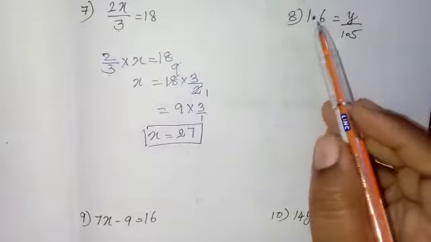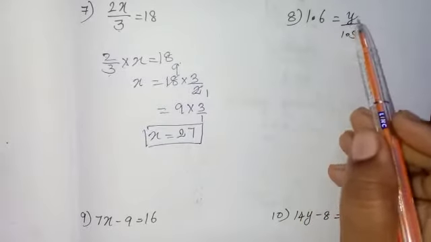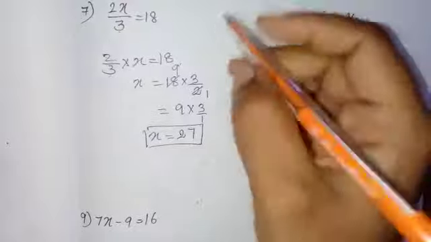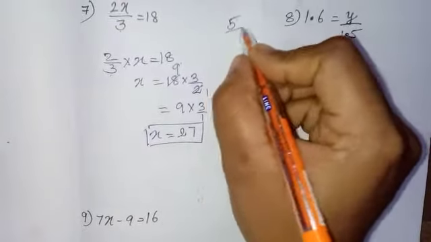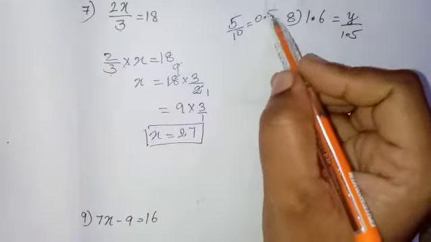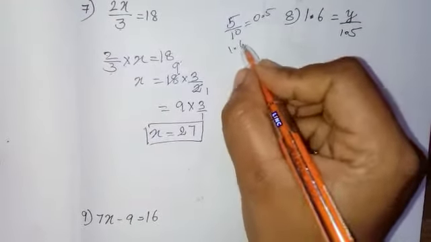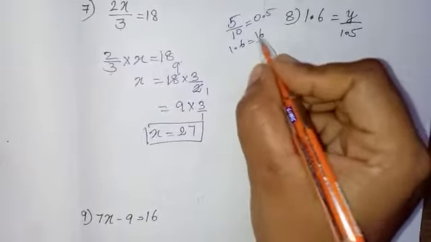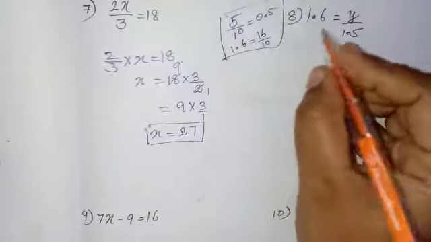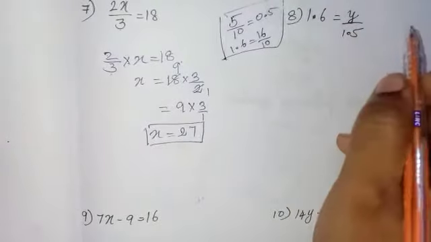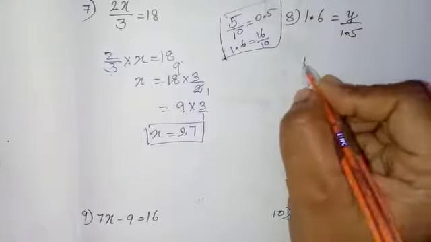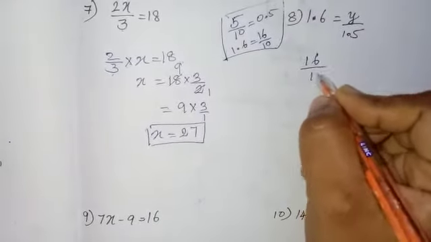Then here it is a decimal. 1.6 equals y by 1.5. So if it is a decimal, we can write like this. If it is 5 by 10, we will write 0.5. Yes, we can write in decimal. If it is 1.6, we can write it as 16 by 10. So the same method we use here. I just change into rational numbers. So 16 by 10.